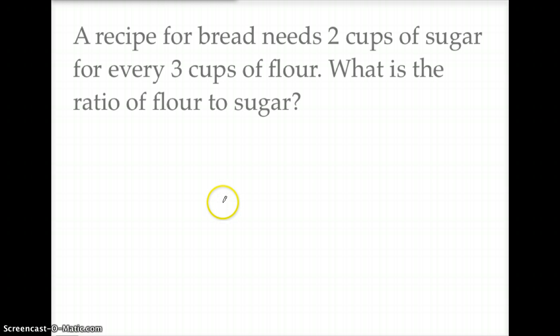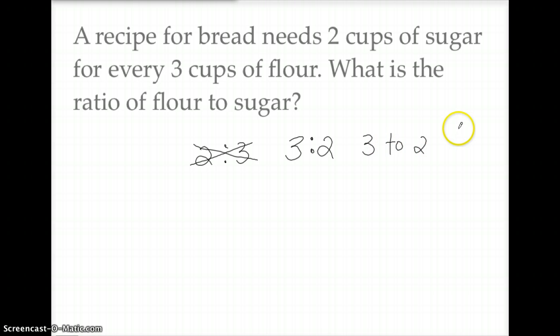A recipe for bread needs 2 cups of sugar for every 3 cups of flour. What is the ratio of flour to sugar? Of course, if we wrote 2 to 3, this would be incorrect because it doesn't say sugar to flour. It says flour to sugar. So, it has to be in the right order. Of course, we can write it the other way, 3 to 2, or, of course, you guessed it, 3 over 2. And now you're going to say this is an improper fraction. But in terms of ratios, we can leave it like that.